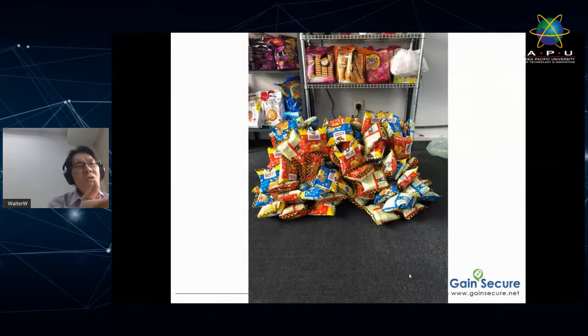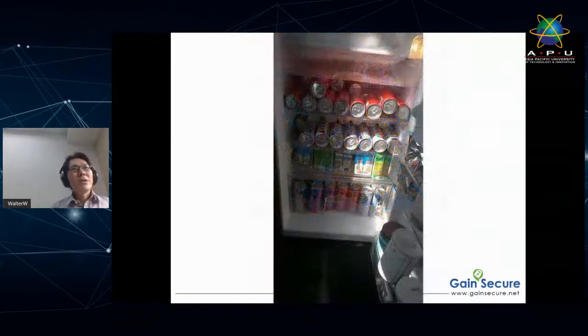Another culture we have, besides all the gadgets, is that we pamper our staff with all the snacks. So definitely health is not the first priority in our organization. You're going to have all these snacks and all these kind of things, including a lot of soft drinks, a lot of soft drinks, and your milk.